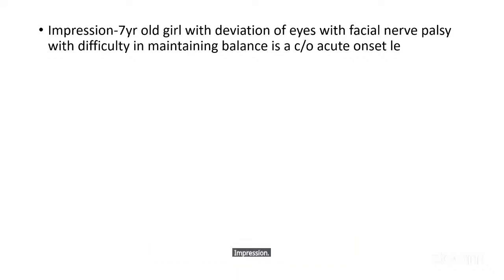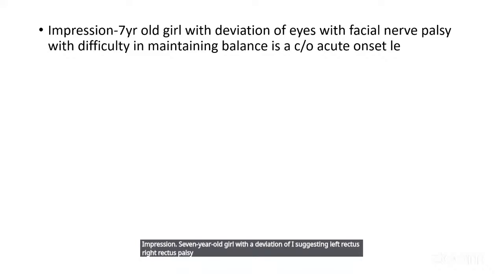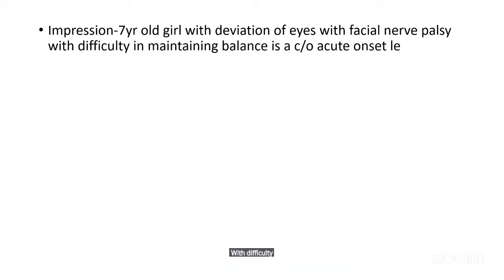Impression: 7-year-old girl with a deviation of eyes suggesting left right rectus palsy and facial nerve palsy with difficulty in maintaining balance is a case of acute onset lesion involving cerebellum. Like we said, cerebellopontine lesion.